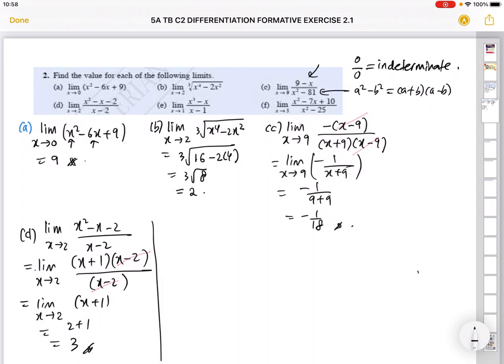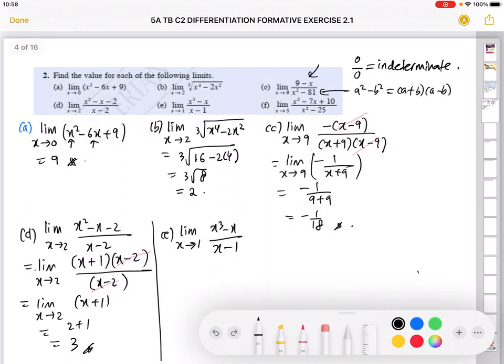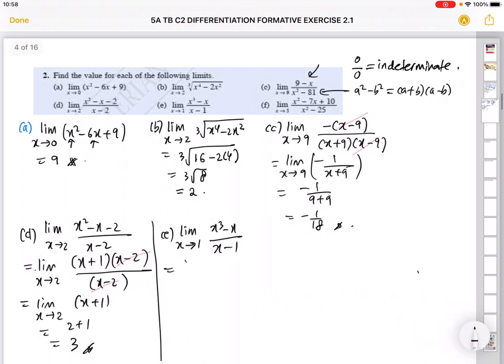Okay, moving on to part E. Now, again, you notice that if you put x equals to 1 inside, what happened? You get 1 minus 1 and another 1 minus 1. So again, you get 0 over 0, right? If you sub inside, you get 0 over 0. So again, indeterminate. So what we can do is we factorize the numerator, take out x, left with x squared minus 1. All right, and we can actually factorize this one more time.